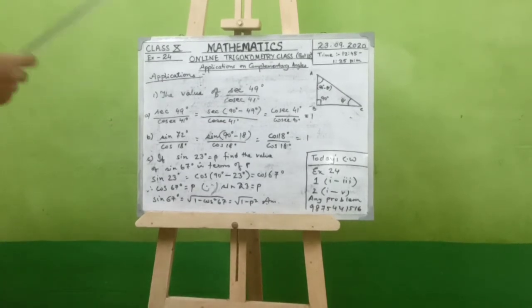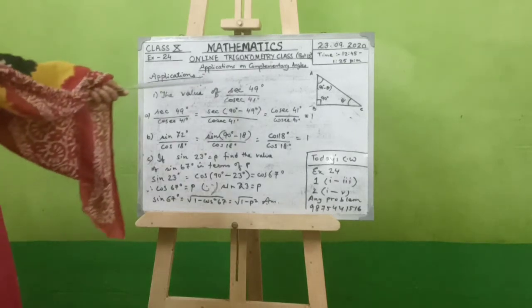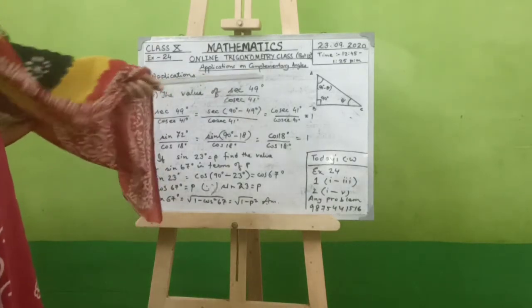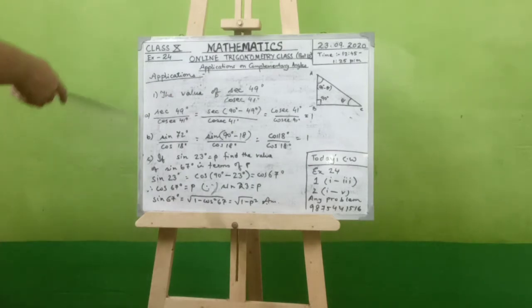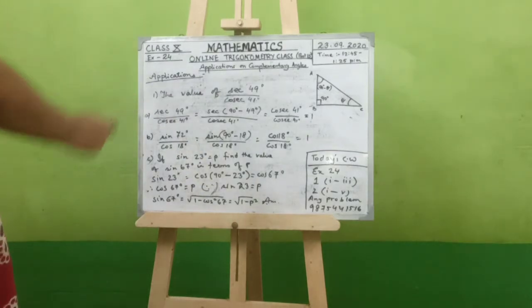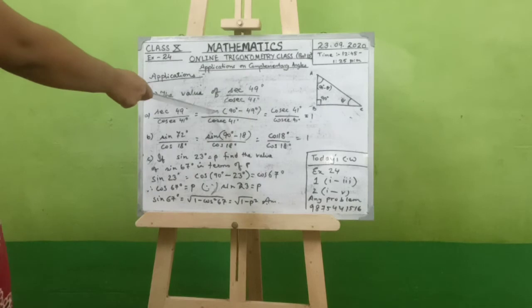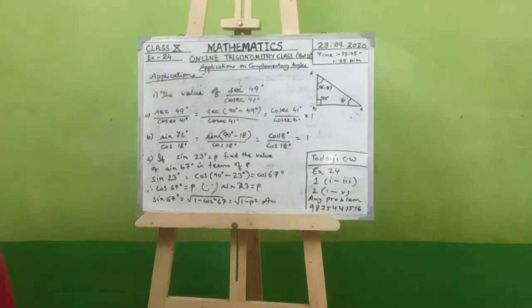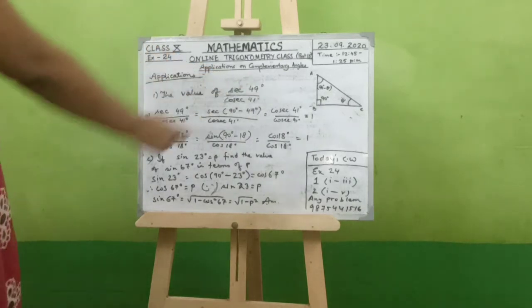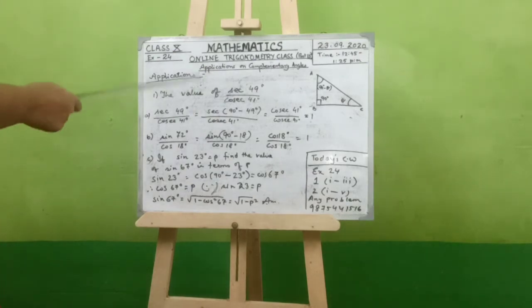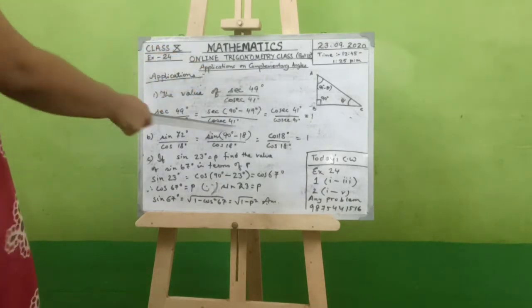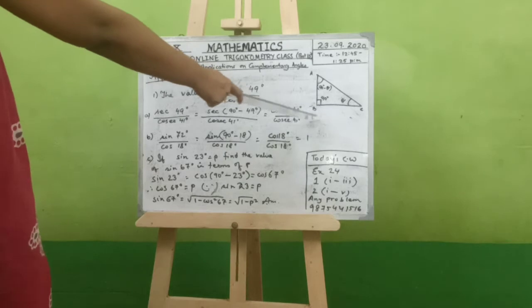Now coming with some other applications. The value of sec 49° by cosec 41°. Now sec 49° by cosec 41°. We know cosec (90 minus 49) will give you cosec 41. We know sec θ is equal to cosec (90 minus θ). So cosec 41° by cosec 41°. Cosec gets cancelled, we get 1.